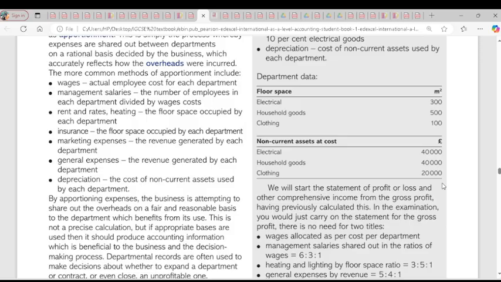Then we go to management salaries. We're talking about the managers. For management salaries, the number of employees in each department divided by the wage cost. We have a manager for different departments. How many workers are in each department? How much are their wages? That is how we calculate the management salary.